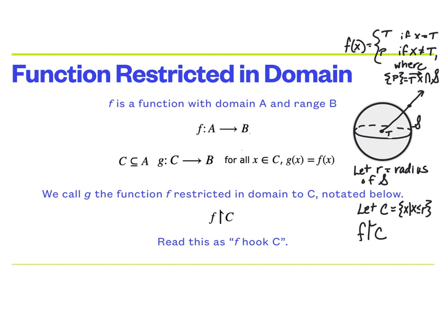I also want you to understand what it means for a function to have restricted domain. So if you imagine you have a function with a domain of A and a range of B, it's like this: F goes from A to B. But if there's a subset of A, I can define a different function so that it's defined the same way, except that I'm restricting the domain to only a subset of A. So G would be from C to B, same range, for all x in C, and G of x would equal f of x.